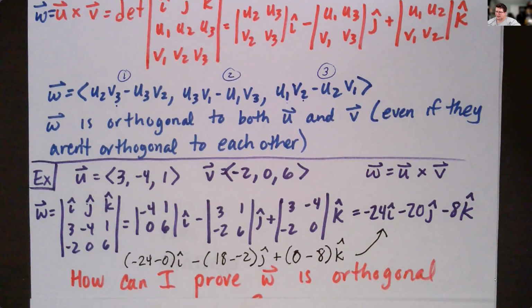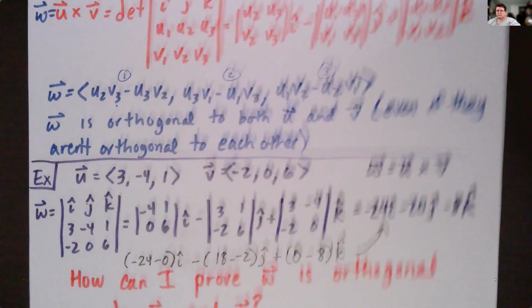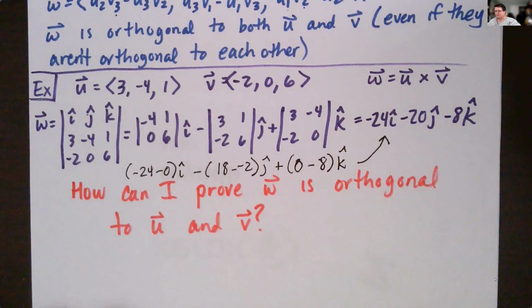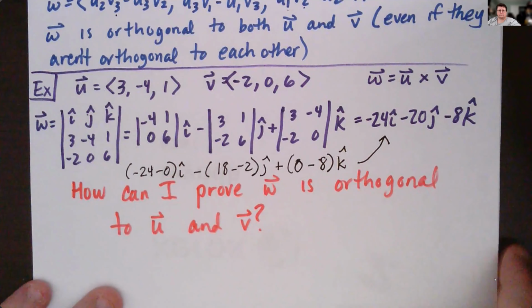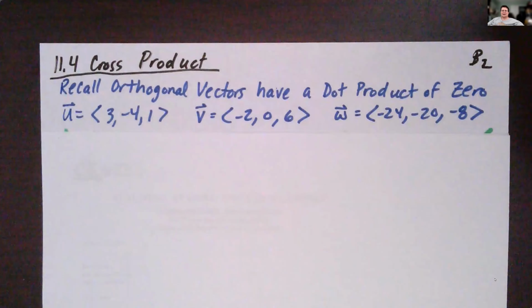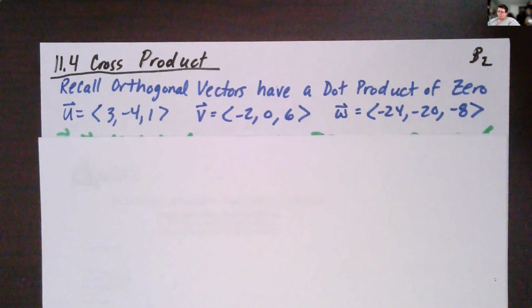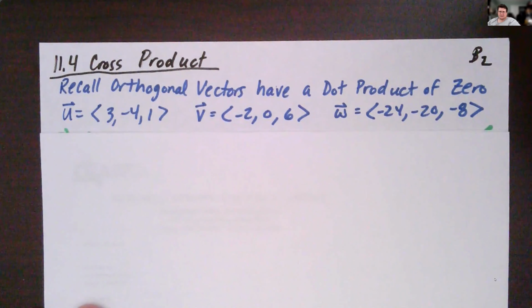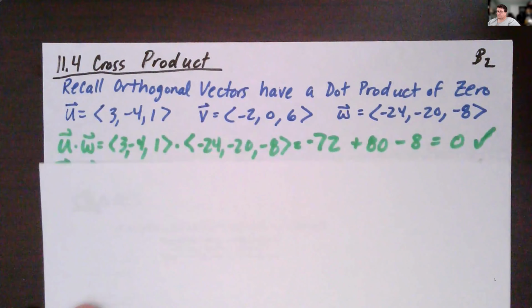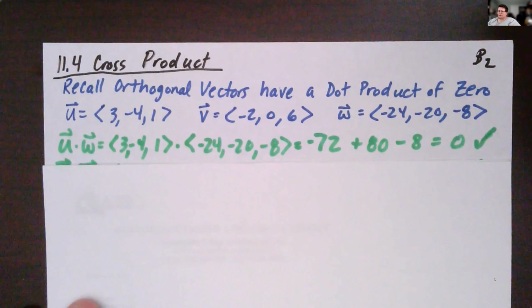How can I prove W, or vector W, is orthogonal to U and V? Think about that for a second before I switch to the next page. Hopefully you came up with what we did in the last section, the dot product. Recall orthogonal vectors have a dot product of 0. So I rewrote down my U and V vectors and I wrote down W. U dotted with W.